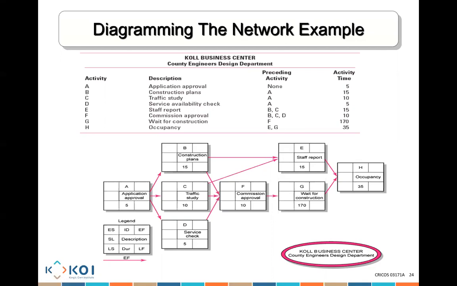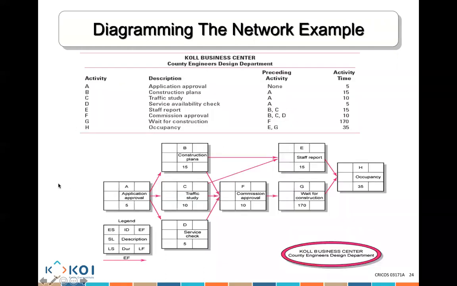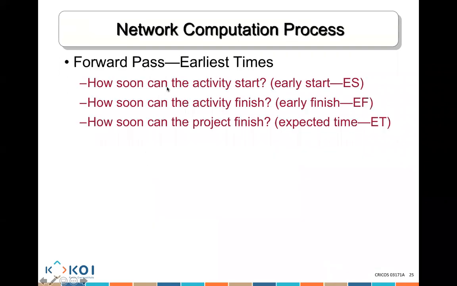So now I'm going to teach you about that. Very clearly, it's a very important calculation. Pay attention. We have what is known as a forward pass, going from here to here, and a backward pass going from here to here. So what is a forward pass? We need to calculate early start and early finish. Early start is the earliest time an activity could start. Early finish is the earliest time an activity could finish.